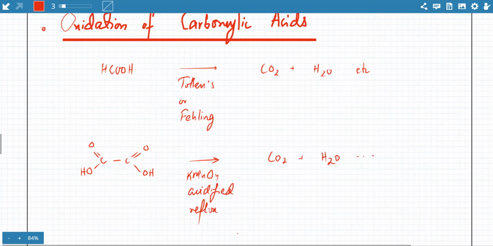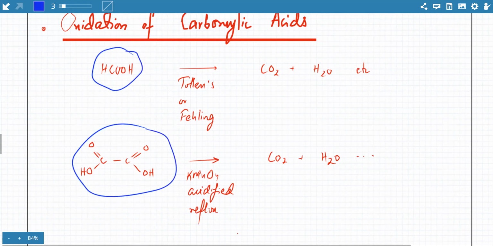Okay, there's going to be oxidation, but oxidation of only these two carboxylic acids. One is this one, the other one is this one. So two of the carboxylic acids can get oxidized. So that's the only thing you need to know.